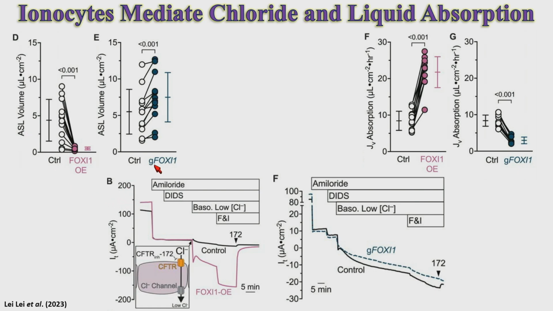The conclusion was that in ionocyte-depleted FOXI1 knockout cultures, the absorption was less and the ASL volume was significantly higher than in controls. And the opposite is observed in FOXI1 overexpressing cultures.